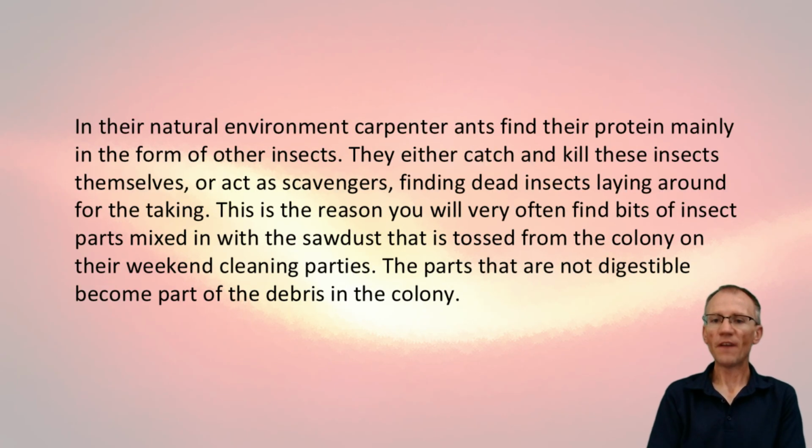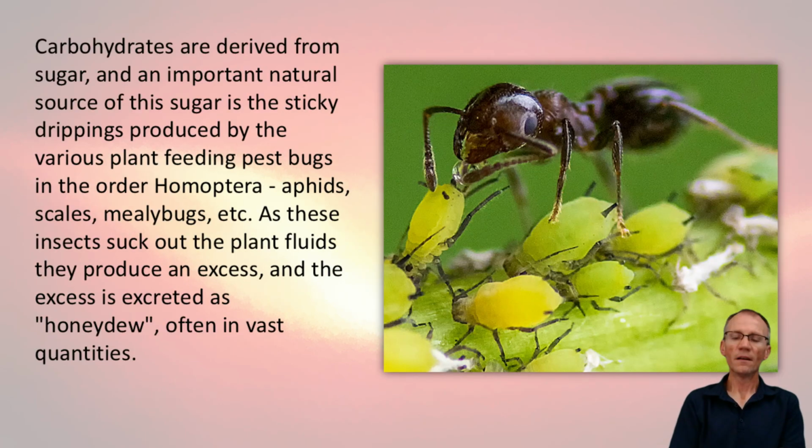In their natural environment, carpenter ants find their protein mainly in the form of other insects. They either catch and kill these insects themselves or act as scavengers, finding dead insects laying around for the taking. This is the reason you will very often find bits of insect parts mixed in with the sawdust that is tossed from the colony on their weekend cleaning parties. The parts that are not digestible become part of the debris in the colony.